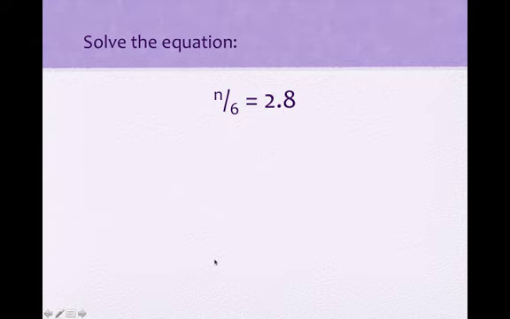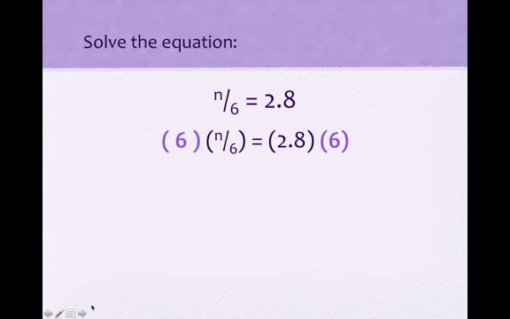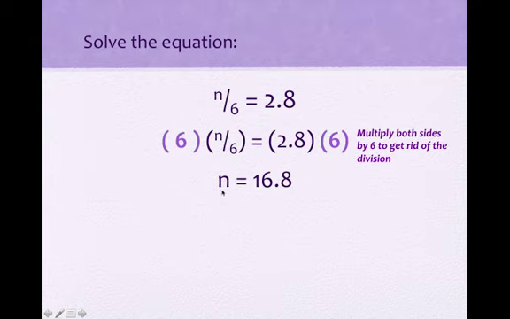Okay. Here we go. n divided by 6 equals 2.8. So again, we've got division going on here with our variable, so we need to undo the division by multiplying. So we'll multiply by 6 on both sides of the equation. There's my 6, multiplying both sides. All right. Because remember, we've got that balance scale, and if we do something over here, we've got to do it over here as well to keep it balanced. So, once we do our multiplication, we find that n equals 16.8.